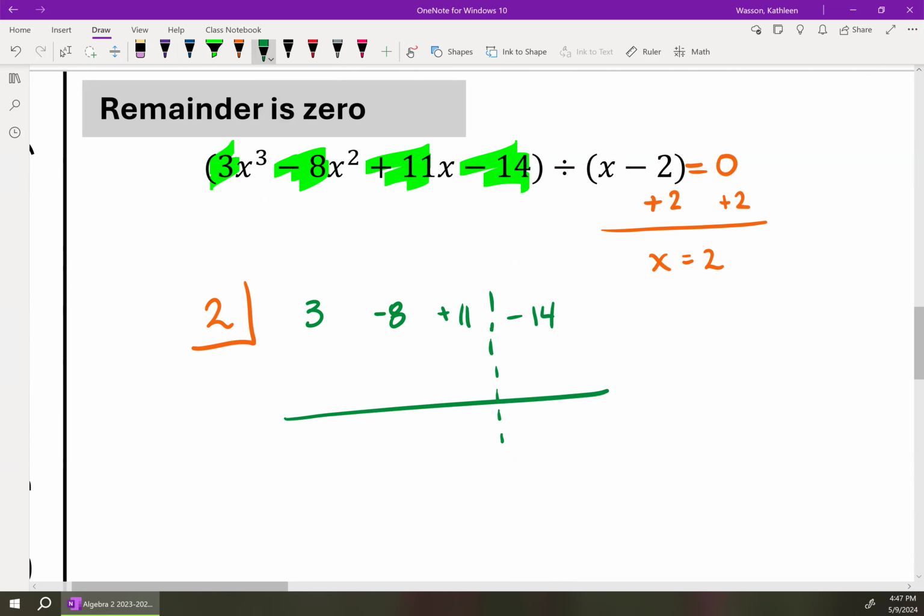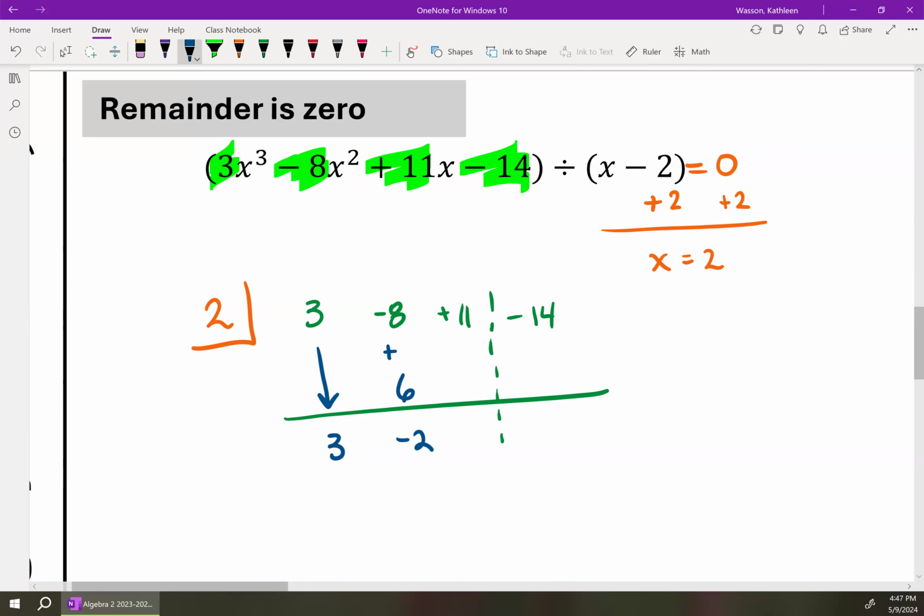To start my division, I bring down the first number, 3, and any numbers that are under this line, except for the last one, I multiply by the number on the shelf. So 3 times 2 is 6, and I write 6 to the right on the line. And then I add. -8 plus 6 is -2. Once it's under here, I multiply by the number on the shelf.